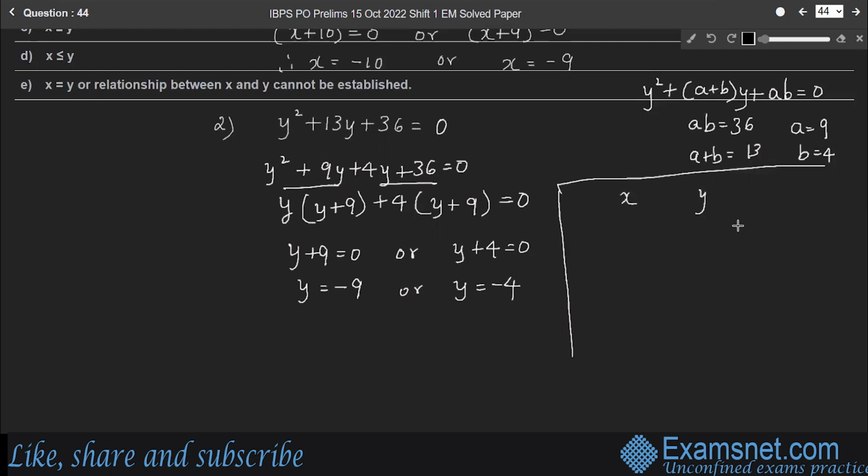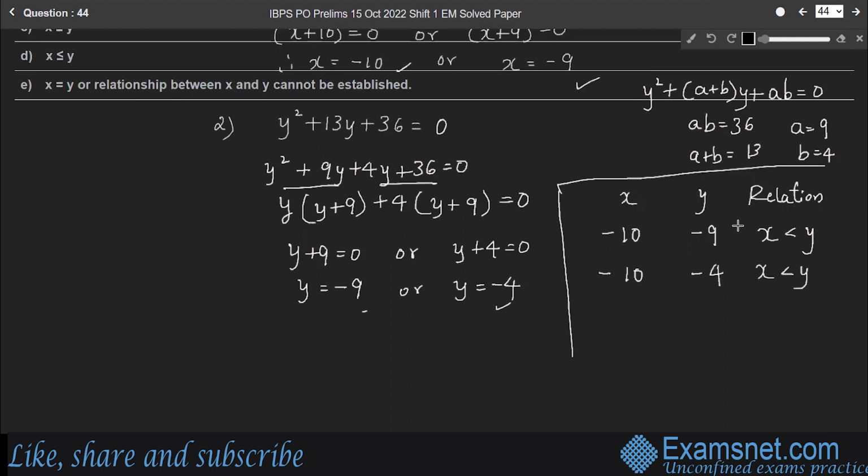X, y and their relation. If x is equal to minus 10, y is equal to minus 9. Here minus 10 is less than minus 9, so x is less than y. If again x is minus 10, y is minus 4, x is less than y.